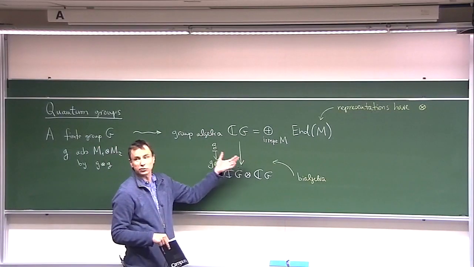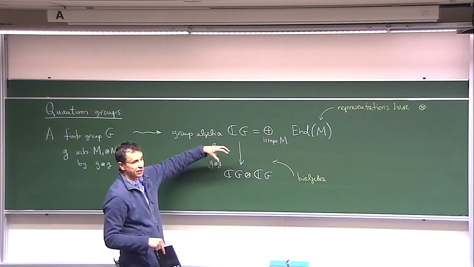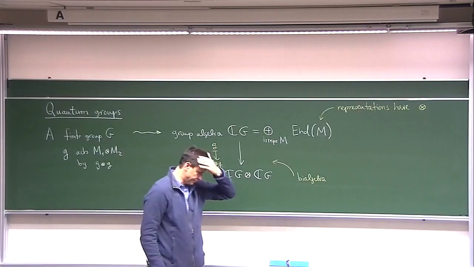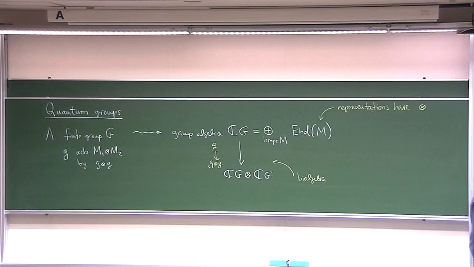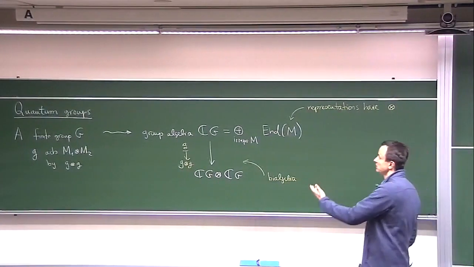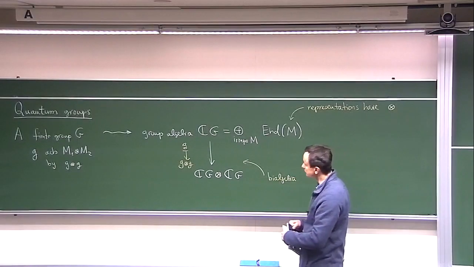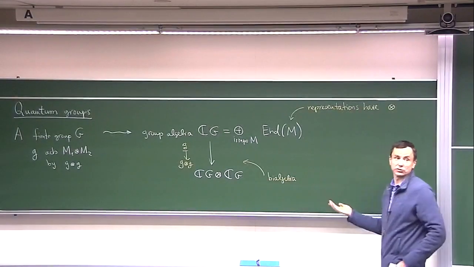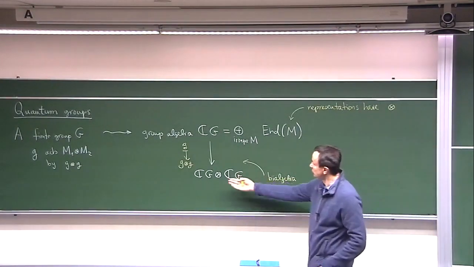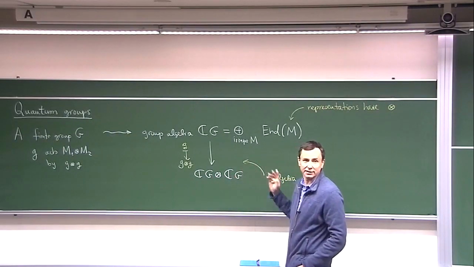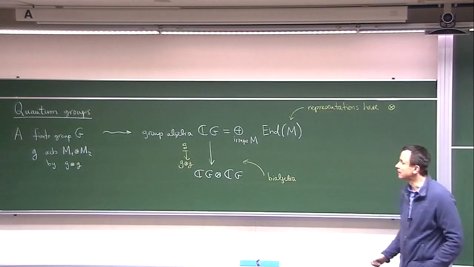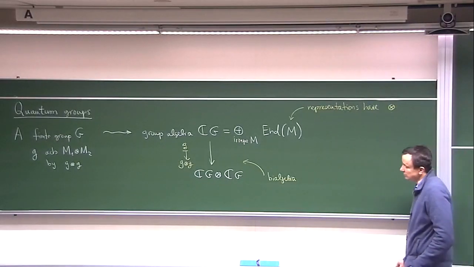This map satisfies axioms dual to multiplication. For example, multiplication in the associative algebra is associative, and this is called co-multiplication. Co-multiplication is co-associative. It means if I want to map to a tensor product of three factors, I can do it in any order. So this is a very important structure.